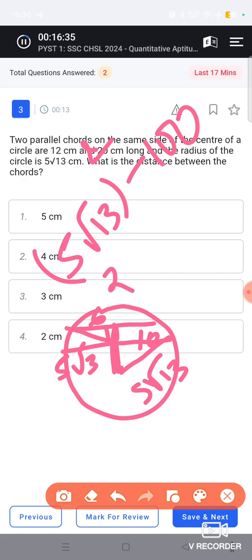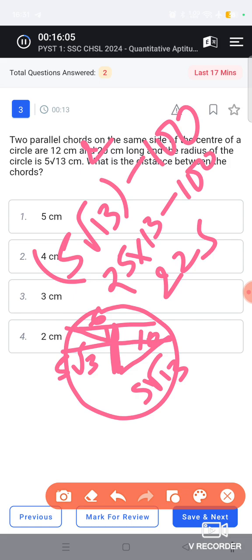Then 25 into 13 minus 100. Okay, and if we multiply 25 into 13, then we get 325. 325 minus 100 means 225. 225 under root. It means what is the value of under root 225? 15. Okay, the value of this is 15.